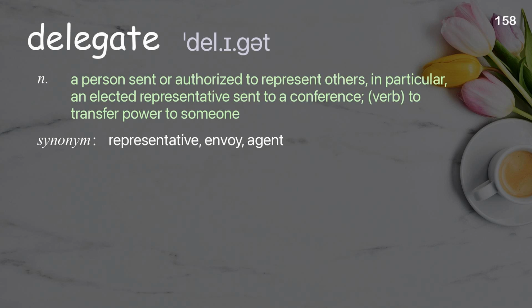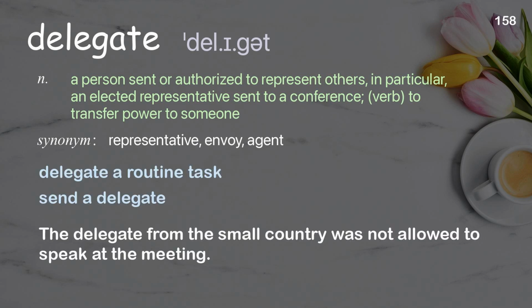Delegate: A person sent or authorized to represent others, in particular, an elected representative sent to a conference. Verb, to transfer power to someone. Examples: Delegate a routine task. Send a delegate. The delegate from the small country was not allowed to speak at the meeting.